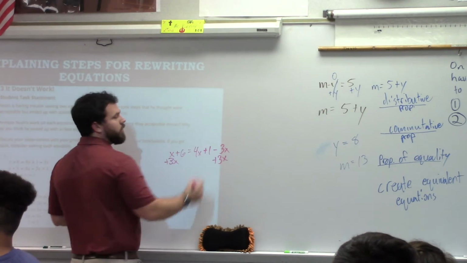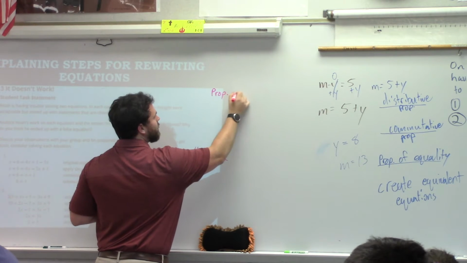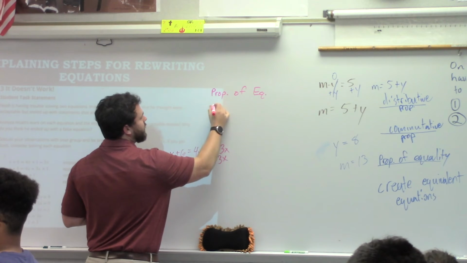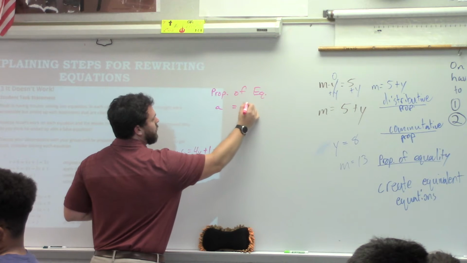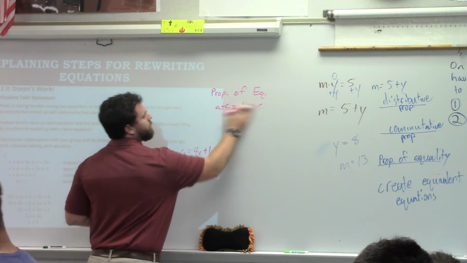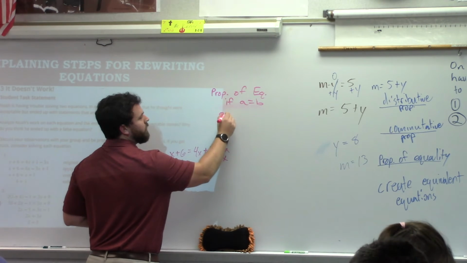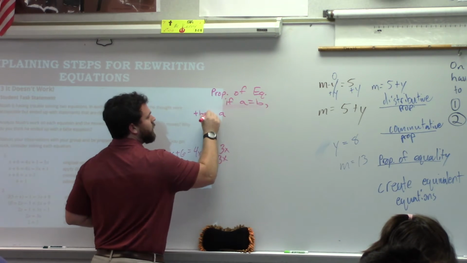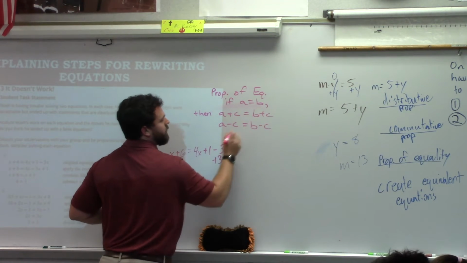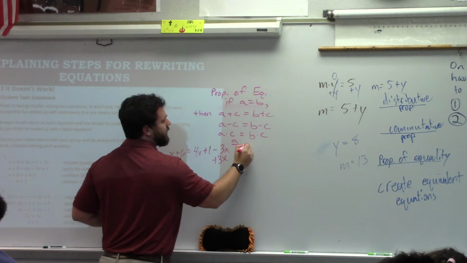Overall, 2x. In colloquial terms, what people usually say, what you're going to use in your class on a test. The properties of equality are defined this way. If A is equal to B, this is why I don't like to do it super mathy, then A plus C is equal to B plus C. A minus C is equal to B minus C. A times C is equal to B times C, and A divided by C equals B divided by C.